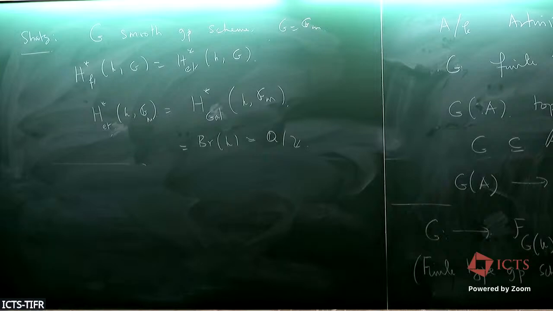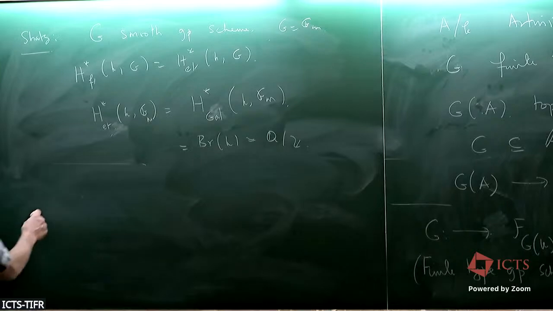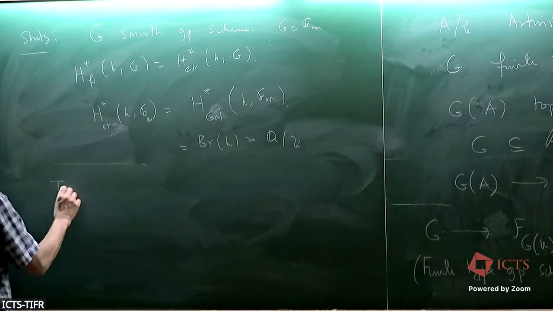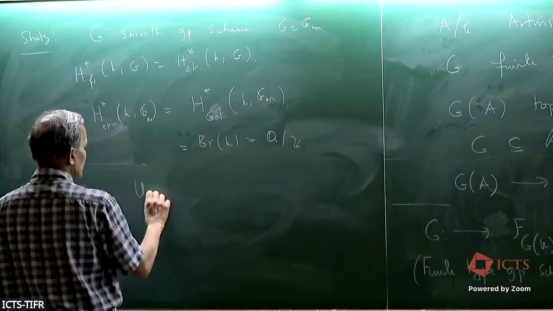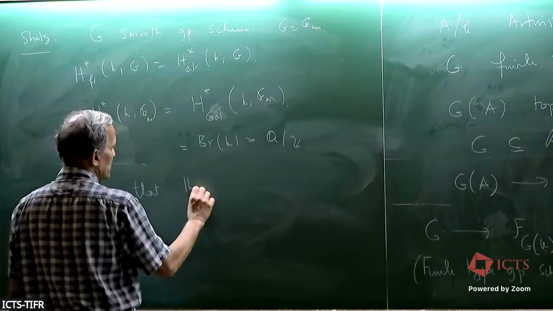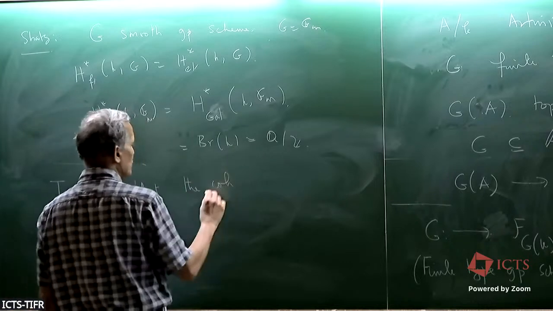So the next thing is, apart from the dévissage, there are two more important theorems which we need. So for instance, we have to say that the cohomology groups which you get are nice, the Čech cohomology groups.